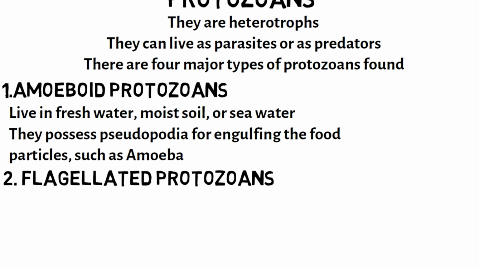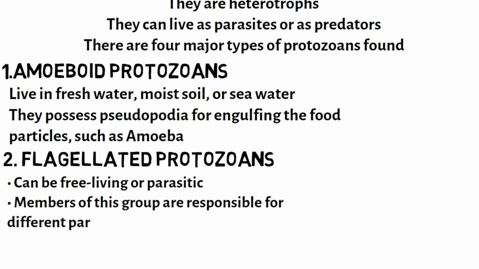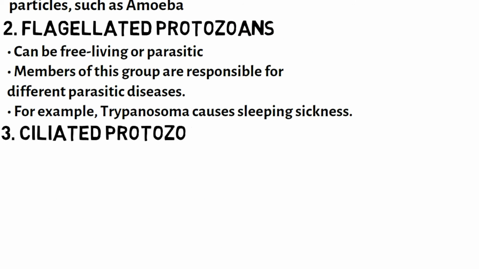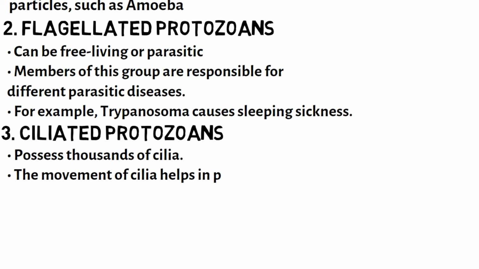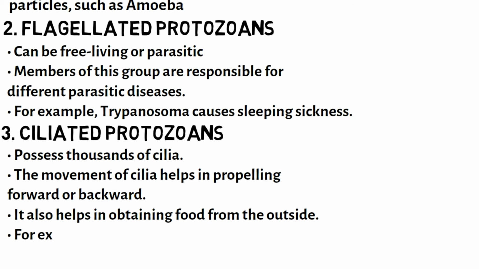2. Flagellated protozoans. Can be free-living or parasitic. Members of this group are responsible for different parasitic diseases. For example, Trypanosoma causes sleeping sickness. 3. Ciliated protozoans possess thousands of cilia. The movement of cilia helps in propelling forward or backward. It also helps in obtaining food from the outside.